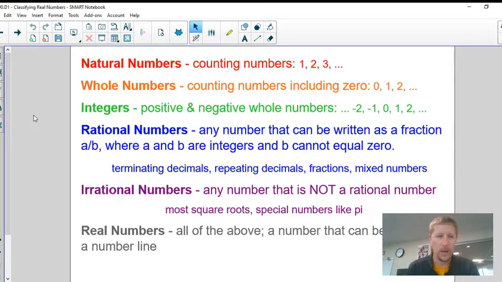So really, examples of rational numbers are any of the previous number sets. So integers are rational numbers. Whole numbers are rational numbers. Natural numbers are also rational numbers. Okay, so all of these above it are also rational numbers.